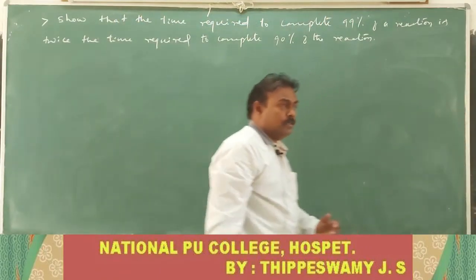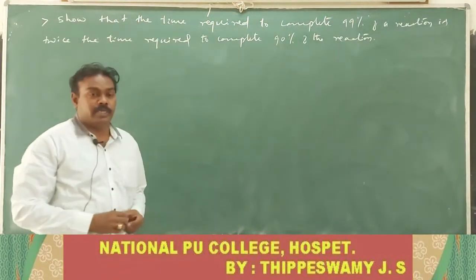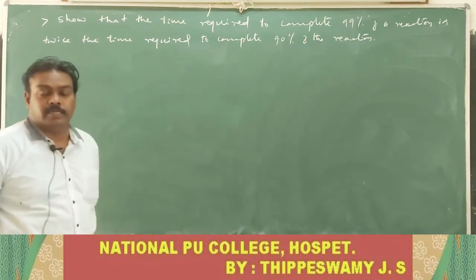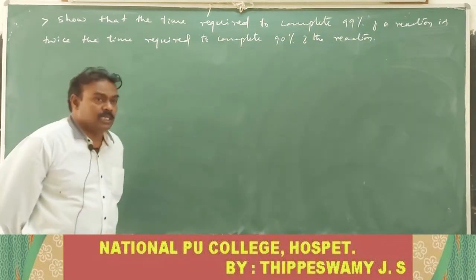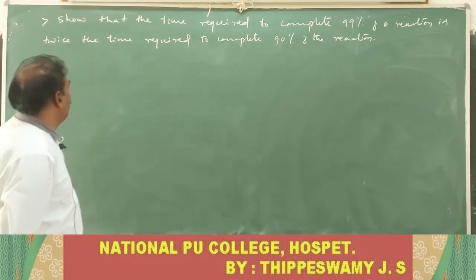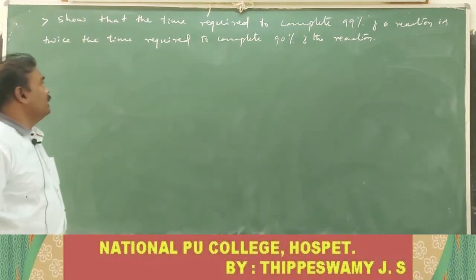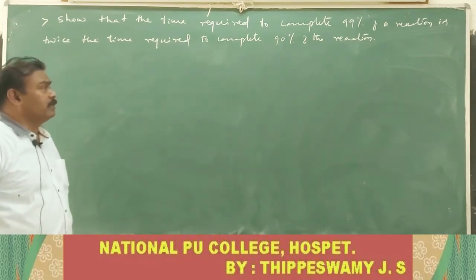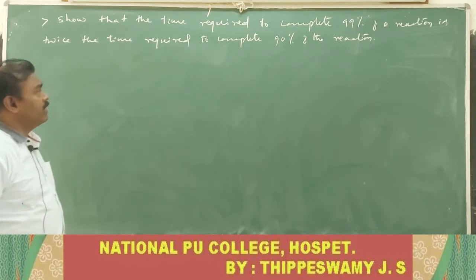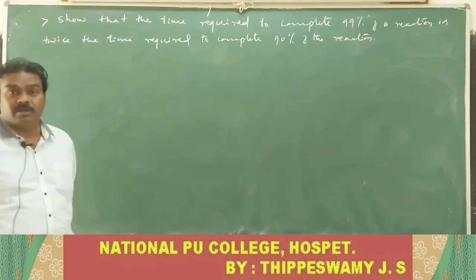Okay students, in the last class we discussed many examples of first order kinetics. Now we shall take other examples also based on first order kinetics. One example is like this: show that the time required to complete 99% of a reaction is twice the time required to complete 90% of a reaction.